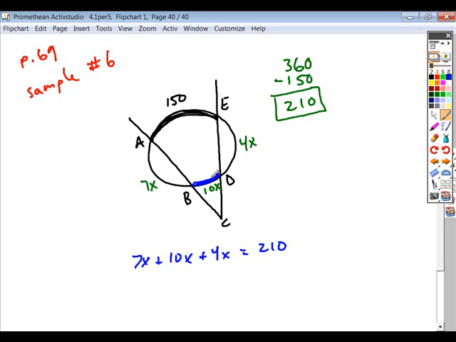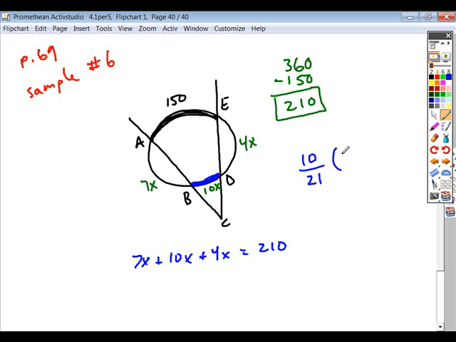So if you use part-to-part ratios and set it up, you can solve for x and then plug it in here. But there's another way to simplify this, and that is to compare the part to the whole. If we know the whole thing from A to E has to be 210, well, BD is 10 parts out of the whole. What's the total sum of all the parts? 10 plus 7 plus 4 is 21. So 10/21 is the fraction that is taken up by BD.